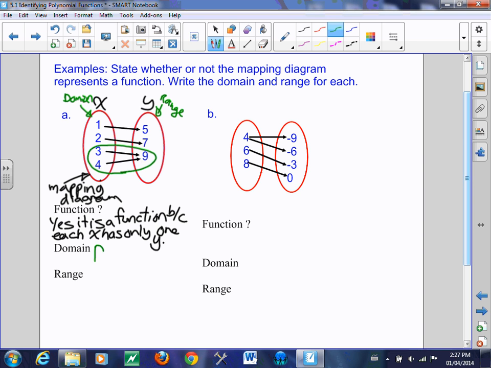To do your domain, oopsie, that's a funny looking D. So our domain, and you list your values in order, is 1, 2, 3, 4. And our range is 5, 7, and 9. It's okay for Y to share two X's, but not for two Y's to share one X.